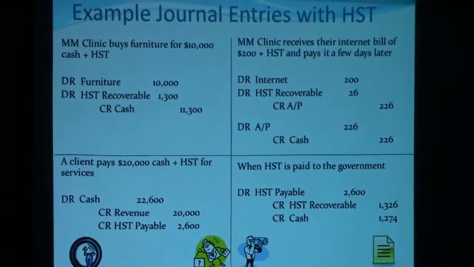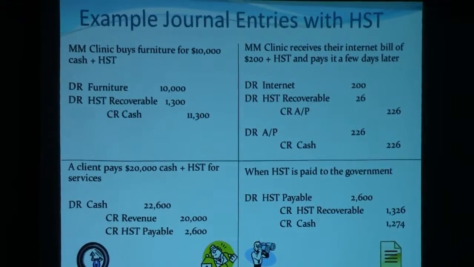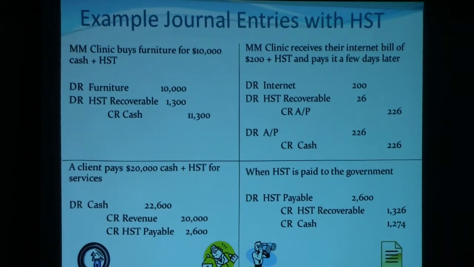This clinic has now bought furniture for $10,000 cash plus HST. So you can see that the debit account is furniture, $10,000. However, you have actually paid out $11,300 in cash. So credit cash, $11,300. Where does the remaining $1,300 go, which is the HST? It goes in HST recoverable.